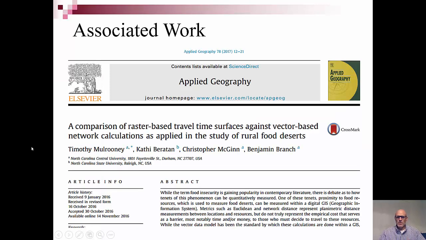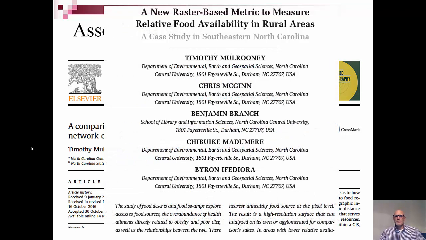So we're going to talk about some of the work that we've done, and a lot of our work focuses on the GIS representation analysis with respect to the food environment. And we've got a couple of publications here. One in applied geography, where we developed a raster-based travel time surface where we compared it against vector-based network calculations. When we studied rural food deserts, we received a grant from the USDA to specifically explore rural food deserts and the GIS representation of food deserts and food swamps. And then we also explored this raster-based metric that we previously looked at to look at relative food availability, and we'll highlight some of the maps that we've created in support of that.